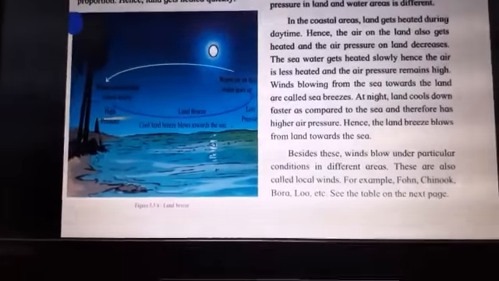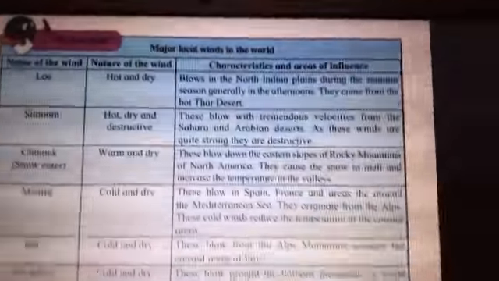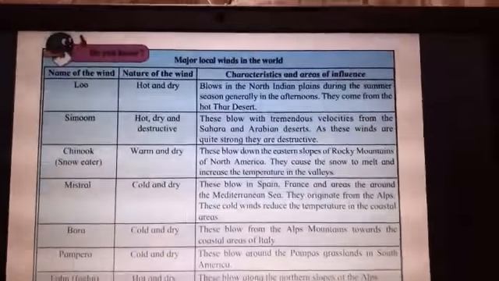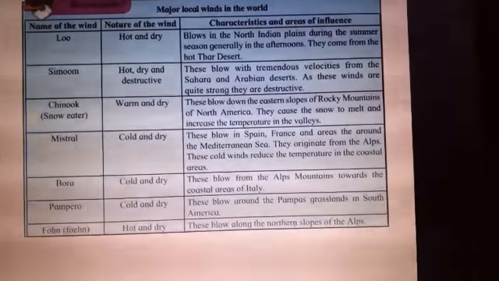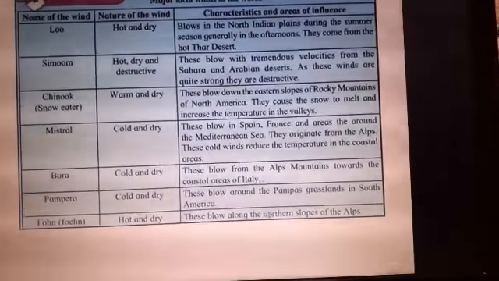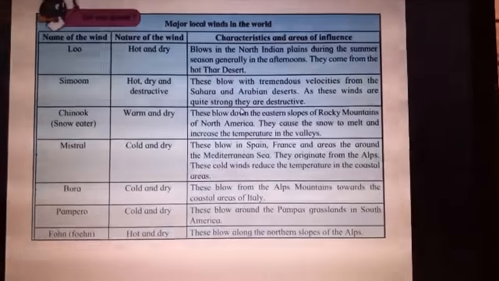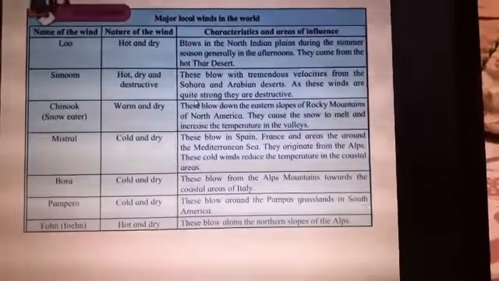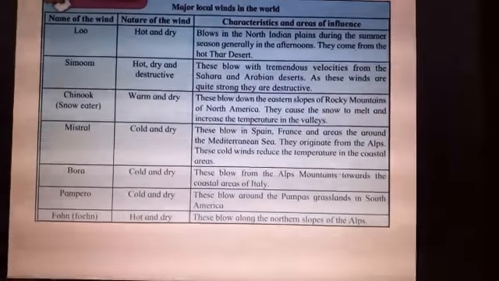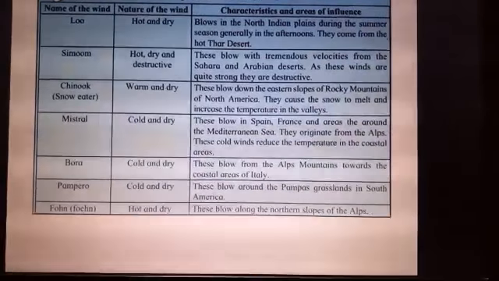See the table on the next page which is given. So let us see the table. Now you can see here major local winds in the world. So they have given what? Major local winds, the nature of the wind and the characteristics and areas of the influence where they are having the effect of the wind in that particular region. So children, you will all study this table carefully and you can make this table in the activity file so that you get an idea to remember it properly.